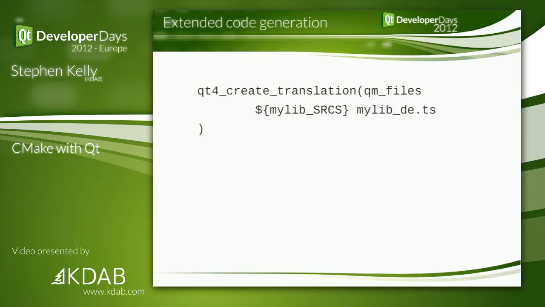Also, in terms of code generation, something that you can do with CMake is generate your QM files. Those are translation files that you ship with your application or library. You can generate those at CMake time, well, at build time really, so that you can ship them. I don't think QMake can actually do this. So if you're using QMake, you'd have to manually run lupdate and lrelease, and then get those into your package afterward, and you'd have an external script for doing all of that.